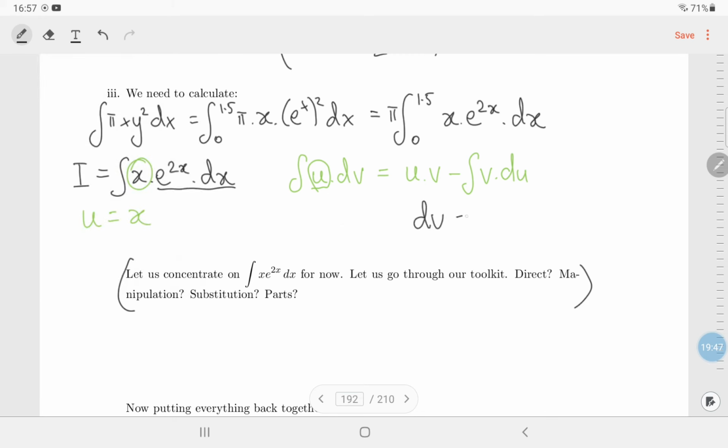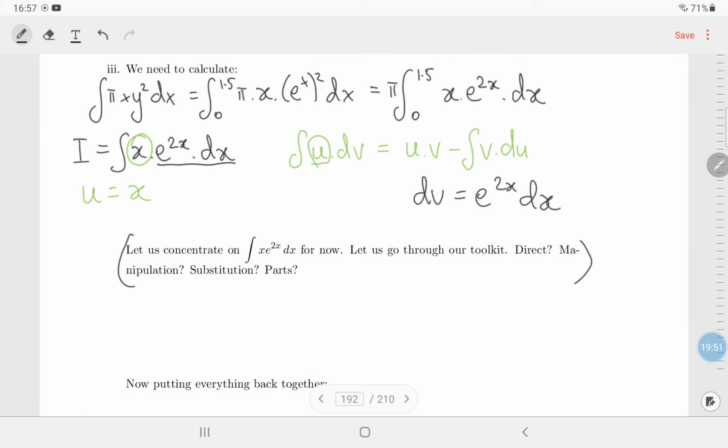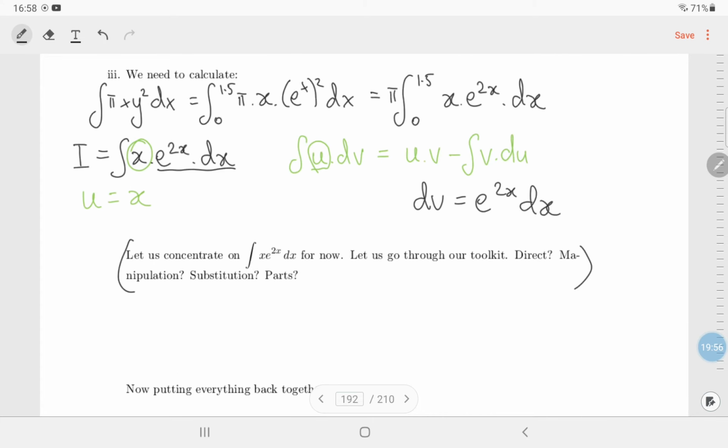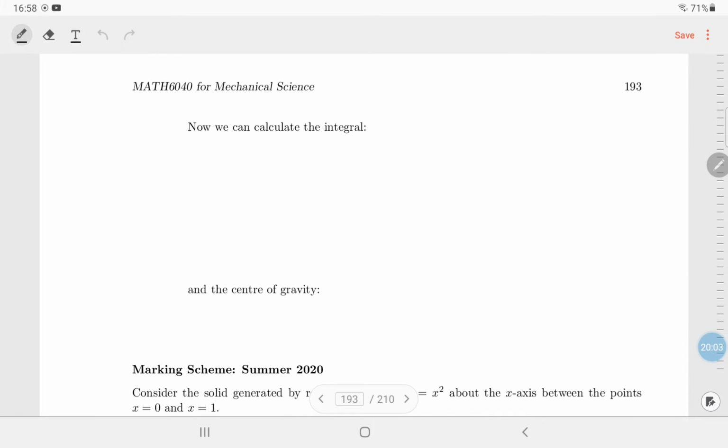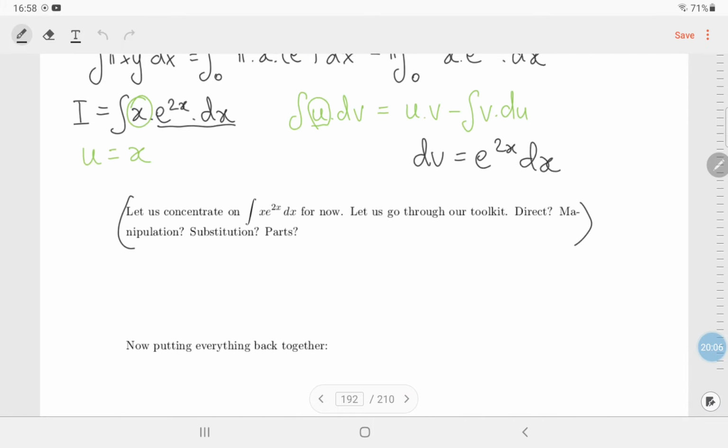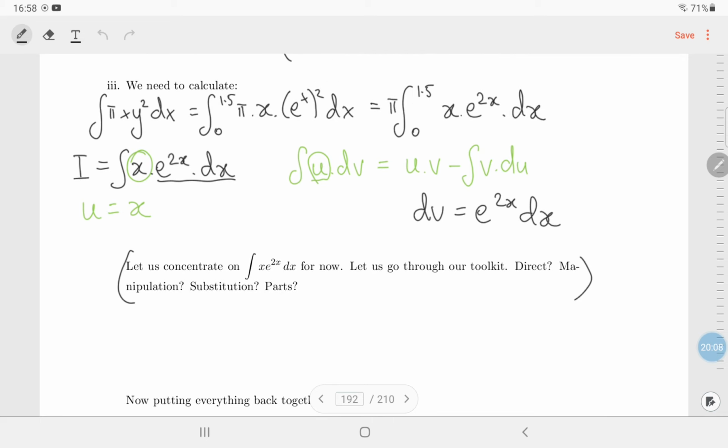Okay, so we're going to try and use the formula here. Let's look at the space. Sorry, just make sure we get the space right. Oh, there's loads of space here. Okay, so yeah, we're going to do integration by parts. So let's use the formula. So I, which is this antiderivative x e to the 2x, is u, which is x, times v.